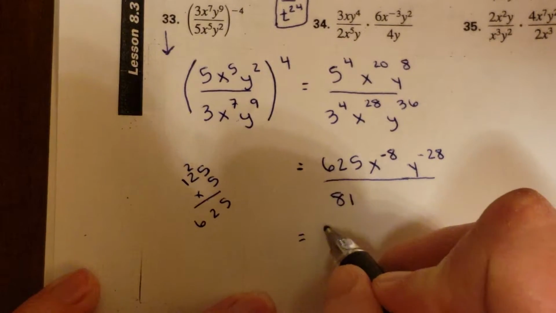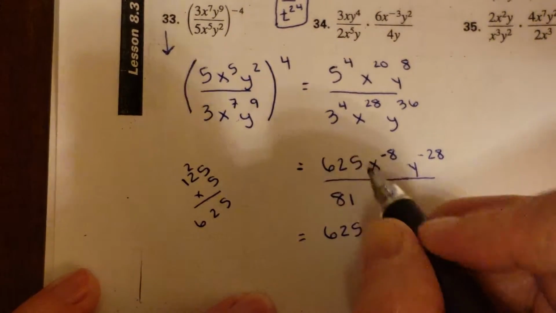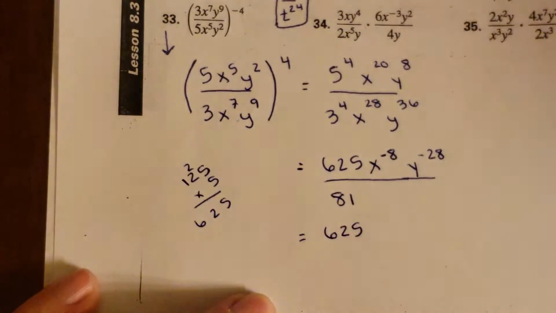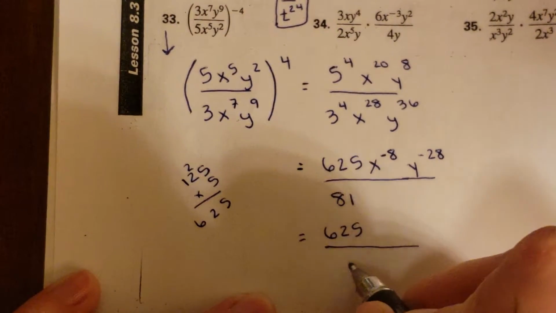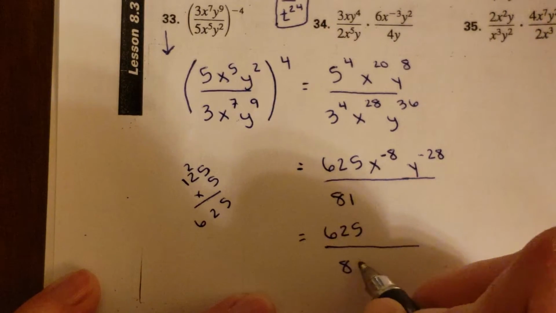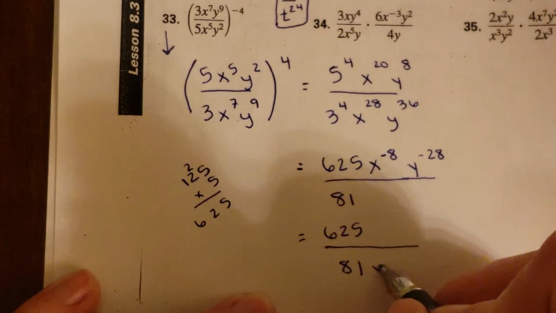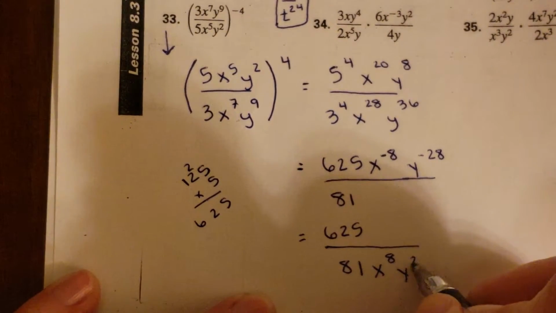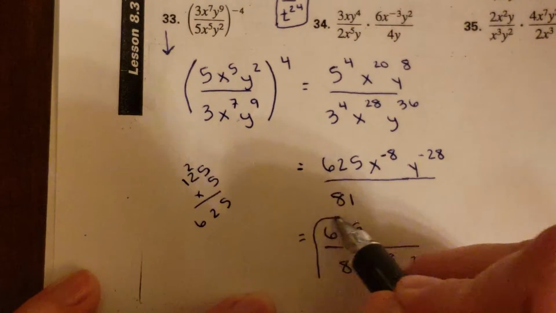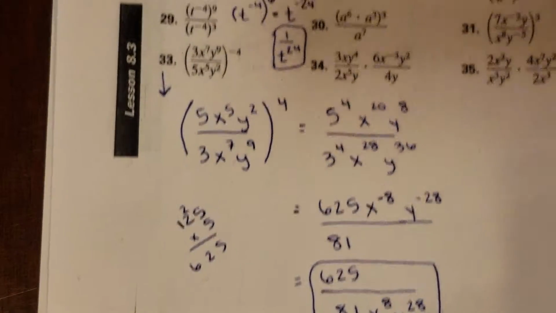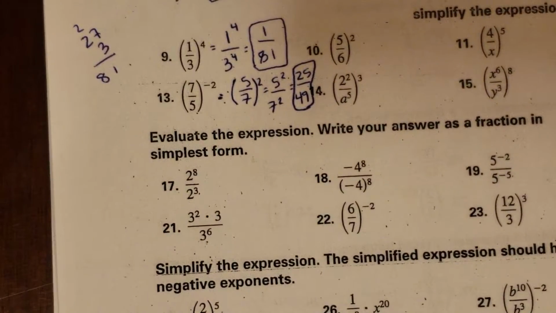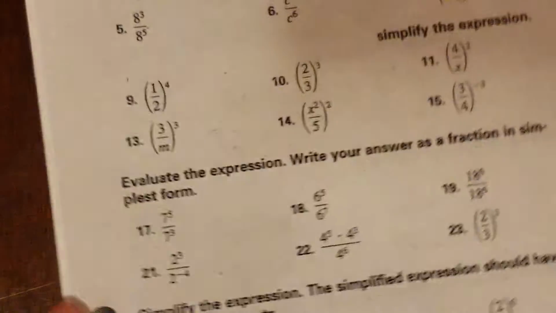And then simplify. Please use a calculator to simplify 625 over 81. I don't think it can be simplified. I don't have a calculator on me to check it. Keep that there. So x to the 8th, y to the 28th, and there is your solution. Looks big. That's the answer. So this is the sort of thing that you are going to do on the front side, and you'll do great.